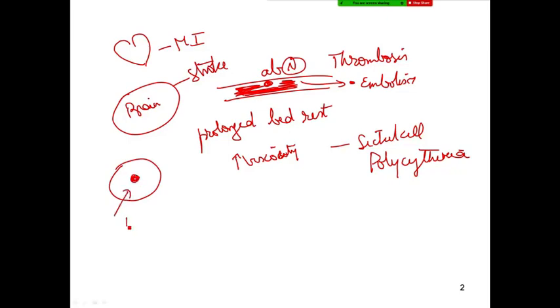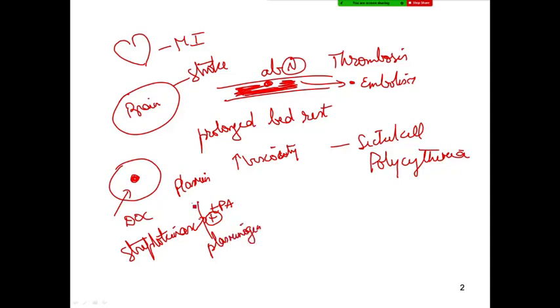What's the drug of choice? Aspirin? Aspirin won't break the clot. Aspirin will prevent further clot formation. The drug of choice is a thrombolytic like streptokinase, because to break the clot we need plasmin. So what's the action of streptokinase? It stimulates tissue plasminogen activator, which will convert plasminogen to plasmin, and this plasmin goes and breaks the clot.